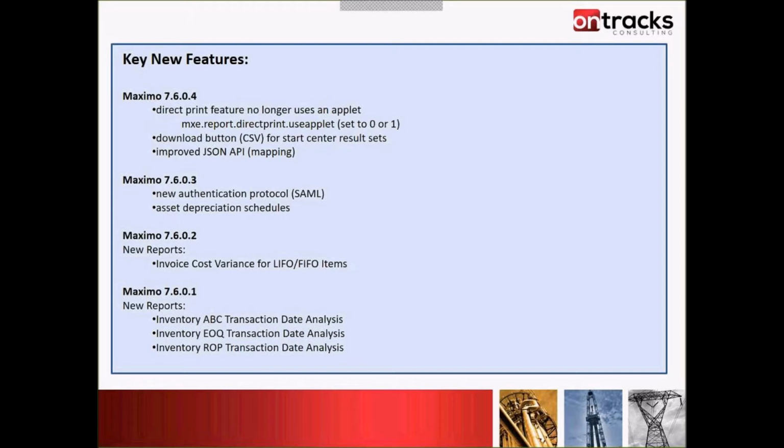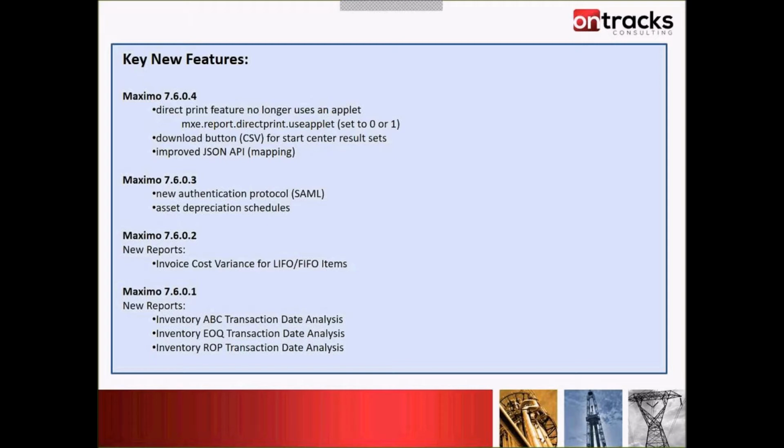There was also a download button for Start Center result sets added. So that essentially allows you to pull information from the Start Center using report object structures. So this was an add-on to the improved Start Center configurations for 7.6.